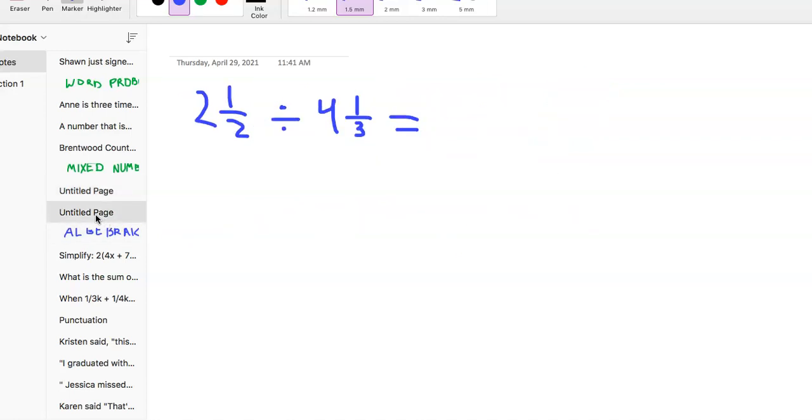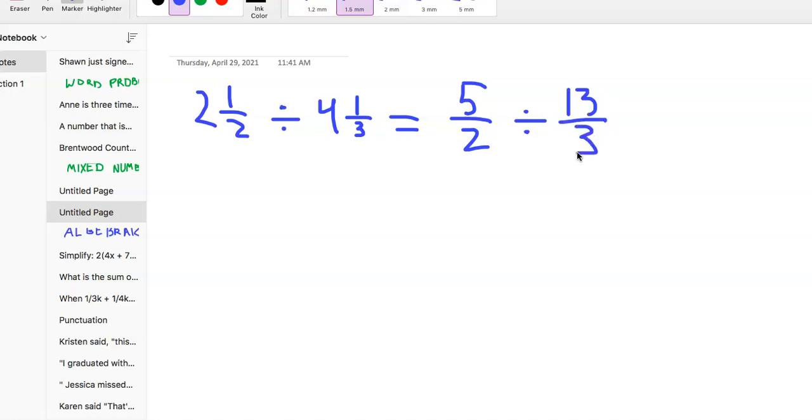Okay, last one, dividing. It's kind of the same process, right? We have 2 1/2 divided by 4 1/3. So at first we need this in improper fraction form, and then we'll do the dividing of fractions. Okay, so 2 1/2. We go 2 times 2 is 4, plus 1 is 5. So 2 1/2 is the same as 5/2, divided by 4 times 3 is 12, plus 1 is 13.